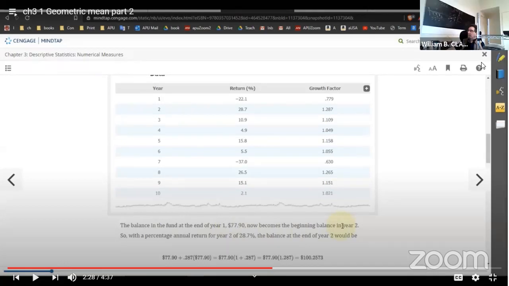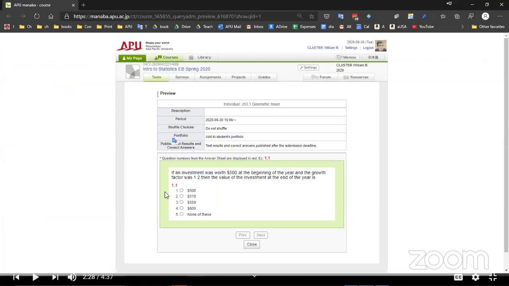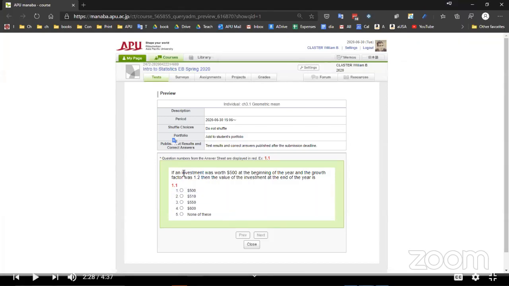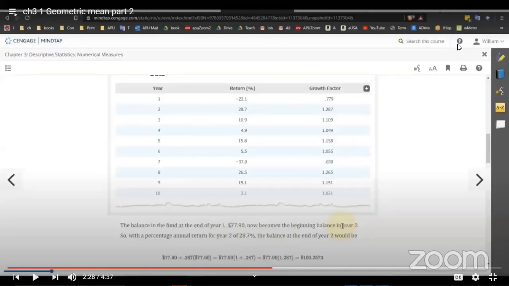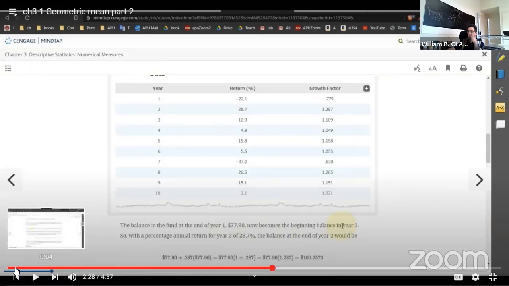Okay, so let's take a look at this one. So if an investment was worth 500 and the growth factor was 1.2, what would it be worth at the end? 600, Professor. Right, 500 times 1.2, which is 600. Okay, let's continue here.